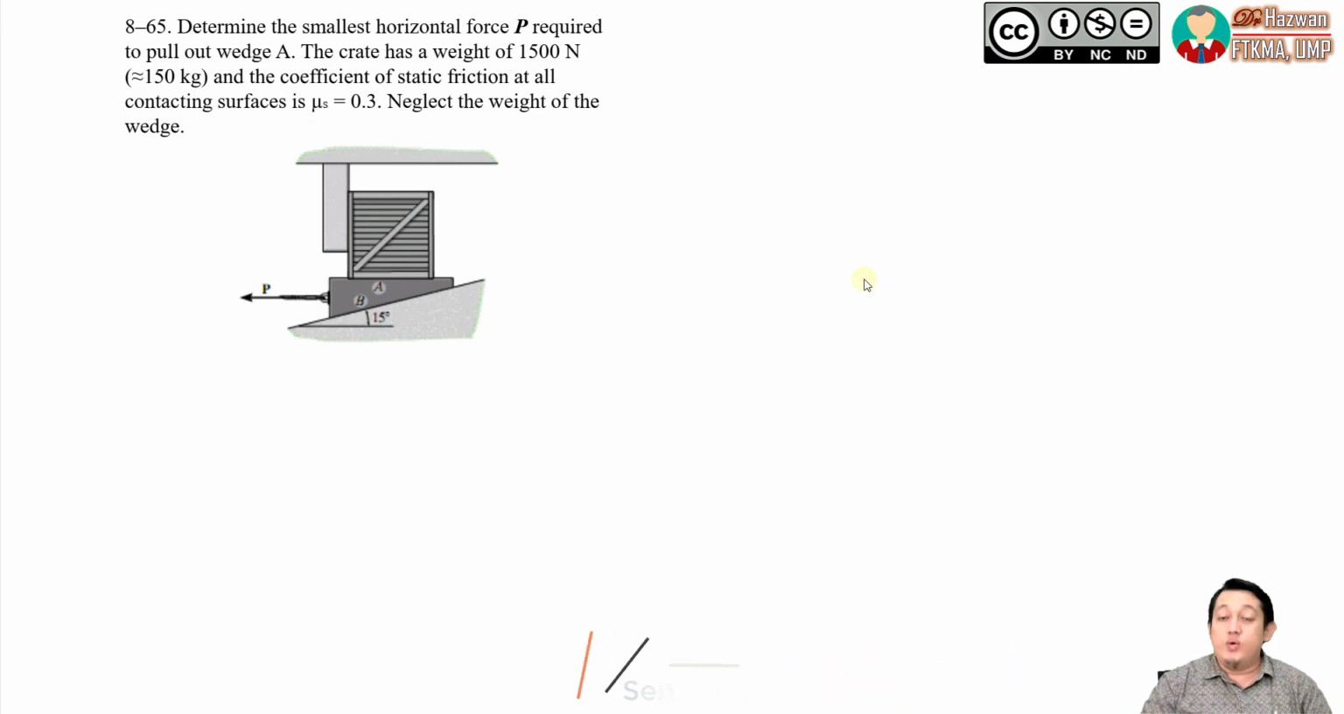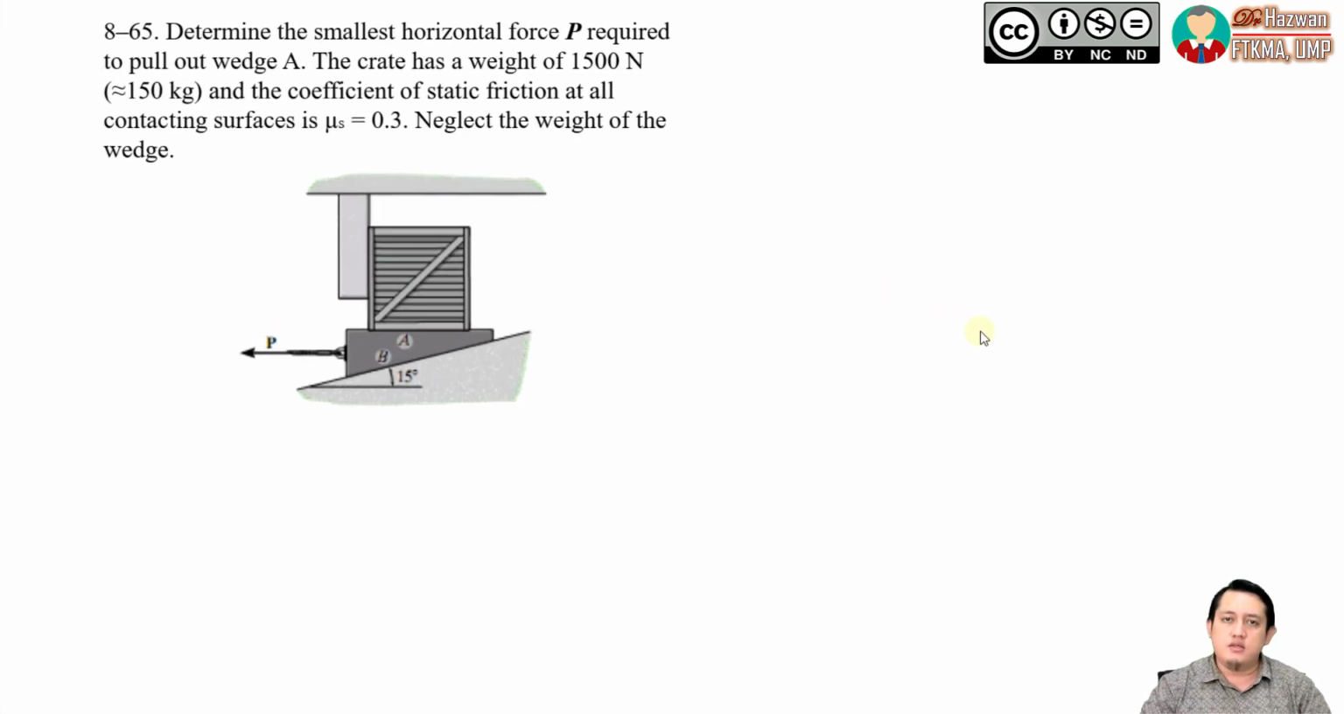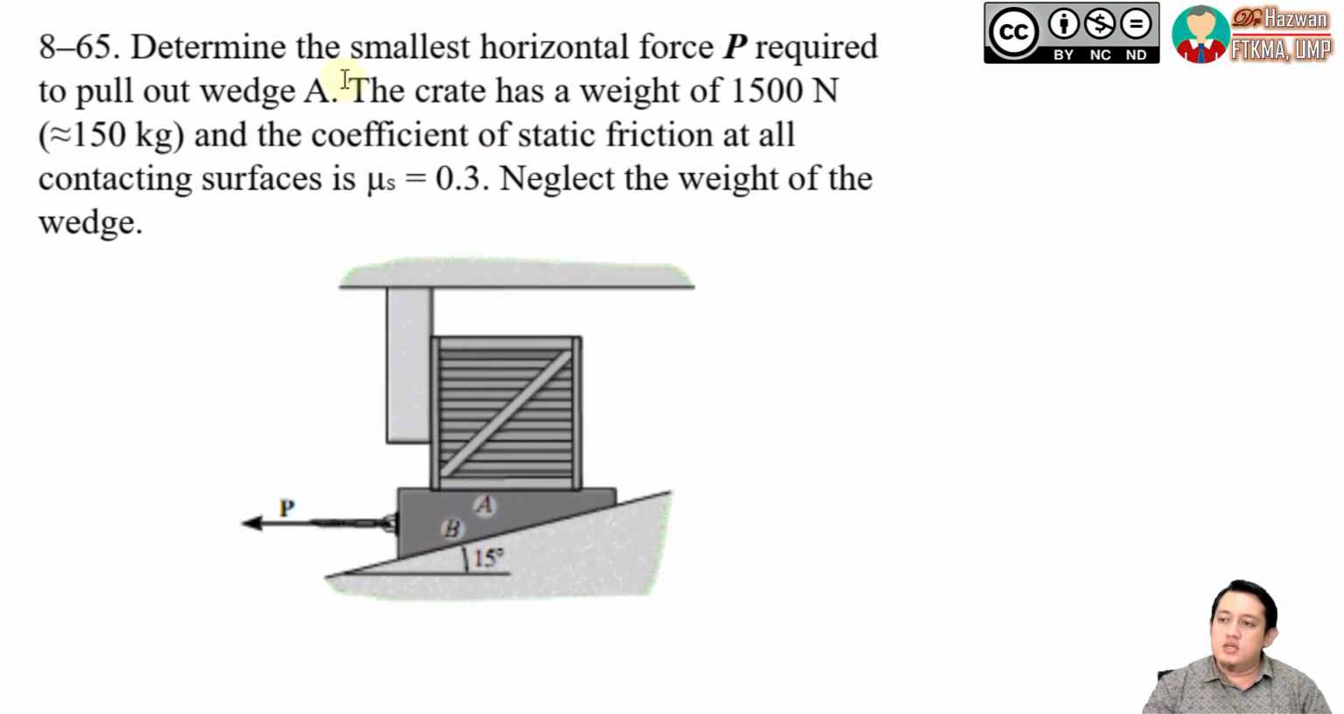Okay, so now we are going to look at an example of a question related to wedges. Let's look at this question. Determine the smallest horizontal force P required to pull out wedge A. This is wedge A, and this is the force P. The crate has a weight of 1,500 Newton. The coefficient of static friction at all contacting surfaces is mu s equals 0.3. Neglect the weight of the wedge.